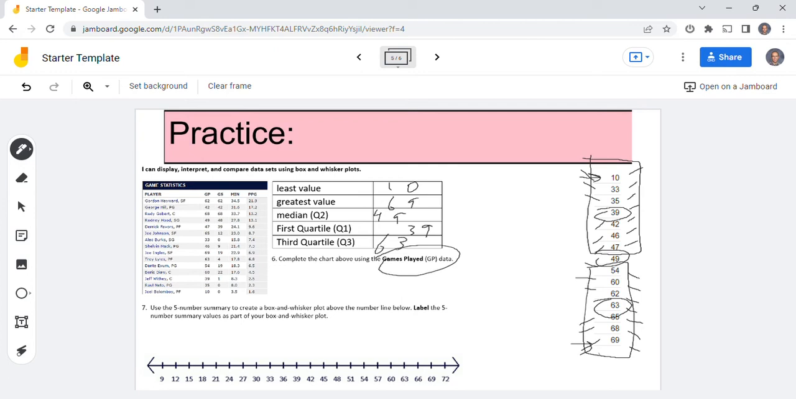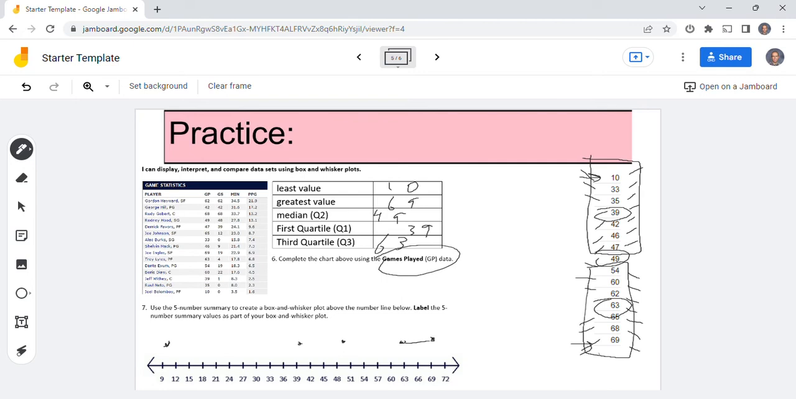Now we have everything that we need to draw our box and whisker plot. So we come down to the number line, we put those 5 points on the number line where they belong. There is 10 for our least value, 69 over here for our greatest value. The median is at 49, so that would go right there. First quartile is at 39, so that would go there. Third quartile is at 63, so that would go there.